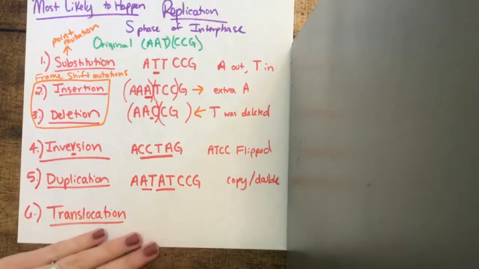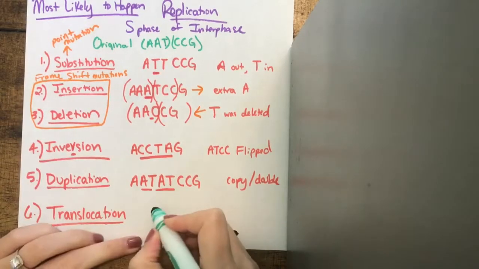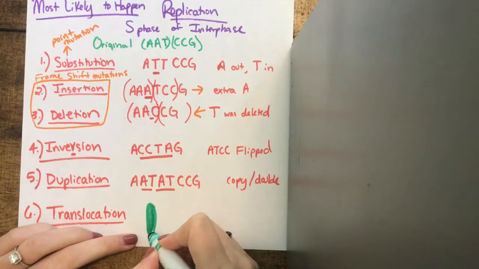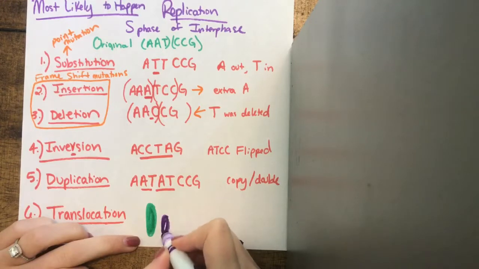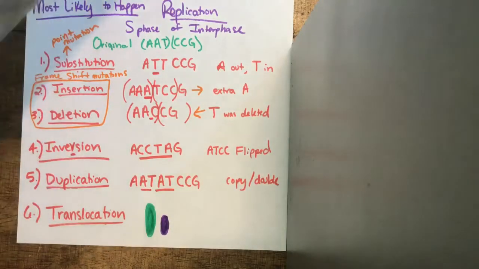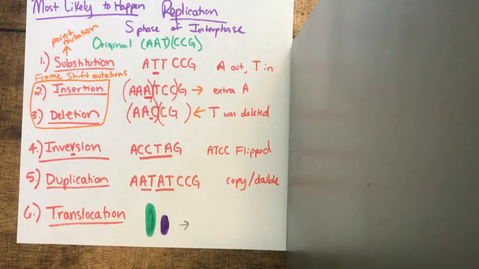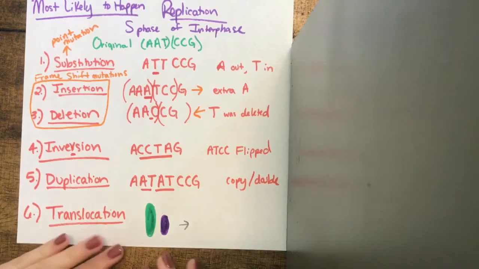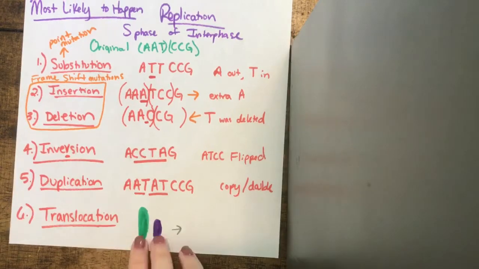With translocation, this happens on a chromosomes. Let's say I have 2 chromosomes. Here's one chromosome, and here is another chromosome. For translocation, I want you to think of a transplant. They're going to be switching parts. Like with a transplant, you give someone a body part, like a kidney transplant, and you get a kidney from somebody else. Well, in translocation, they're going to swap parts.